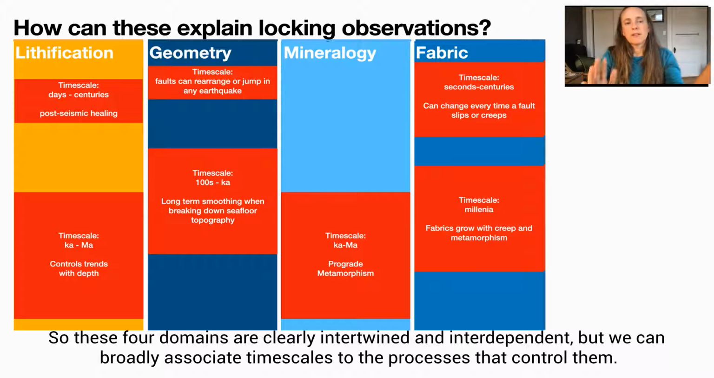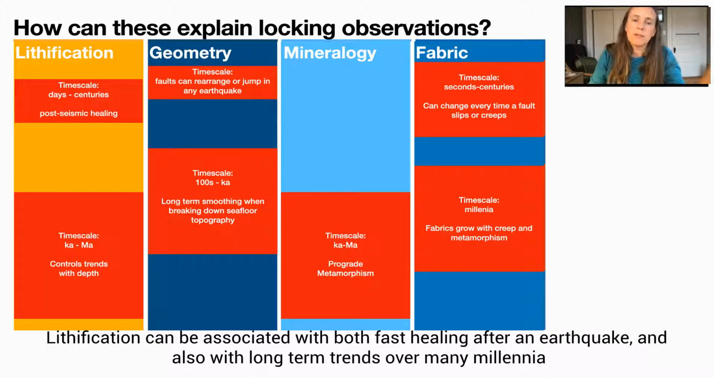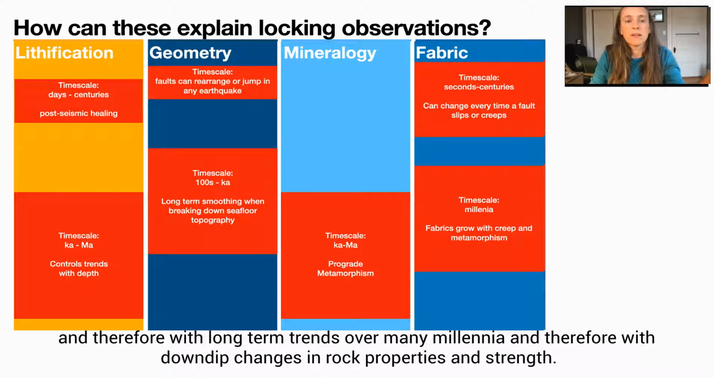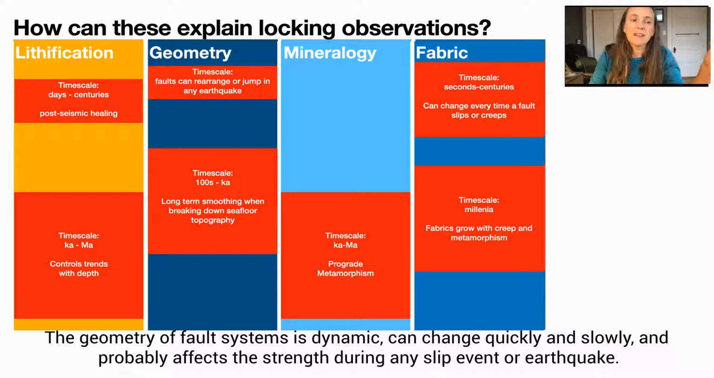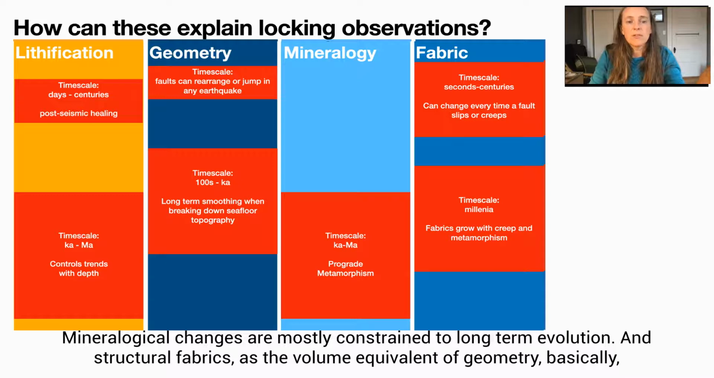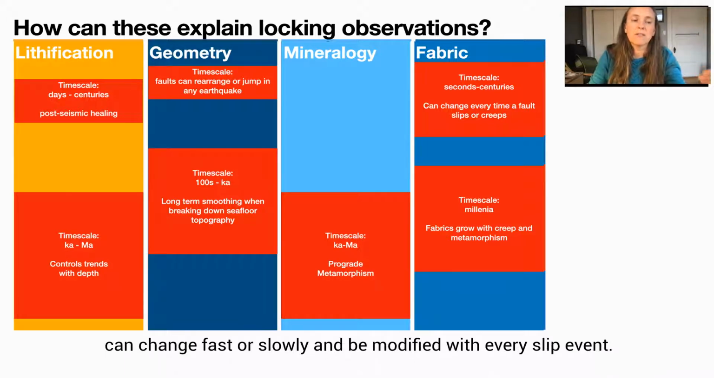So these four domains are clearly intertwined and interdependent, but we can broadly associate timescales to the processes that control them. Lithification can be associated with both fast healing after an earthquake and also with the long-term trends over many millennia, and therefore with the down-dip changes in rock properties and strength. The geometry of fault systems is dynamic. It can change quickly and slowly and probably affects the strength during any slip event or earthquake. Mineralogical changes are mostly constrained to long-term evolution, and structural fabrics, the volume equivalent of geometry basically, can change fast or slowly and can be modified with every slip event.